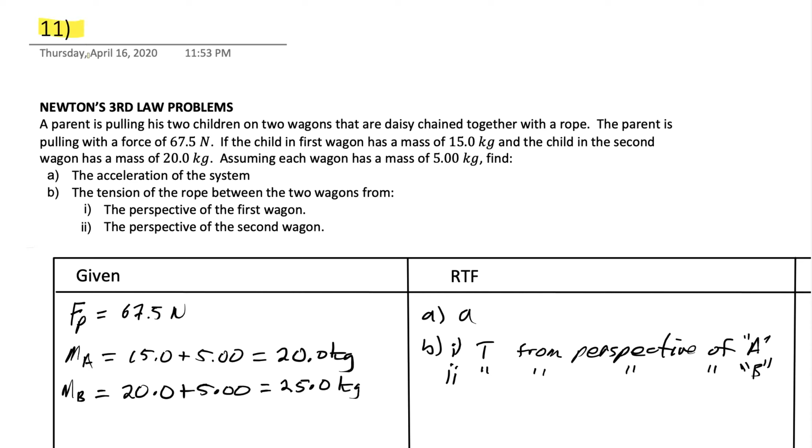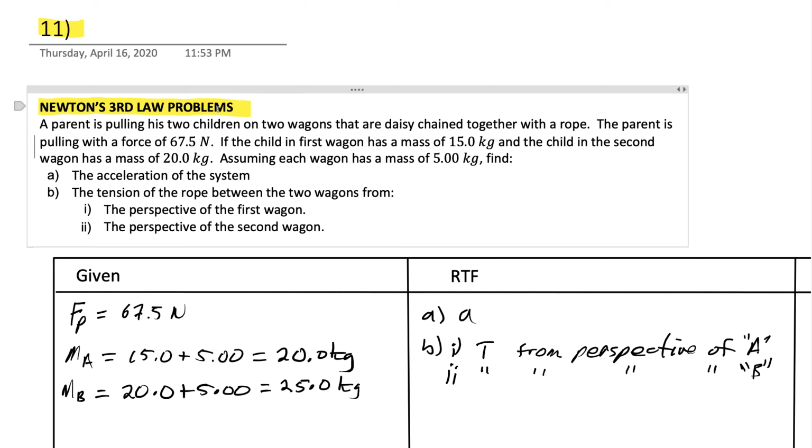Sample problem number 11. This is a Newton's third law problem. This one is a little bit different than the other Newton's third law problems that we've done before. For example, the previous examples were one student pushing another, and then we had the action-reaction force happen on each individual. This is a third law problem, but has a little bit more complexity to it.